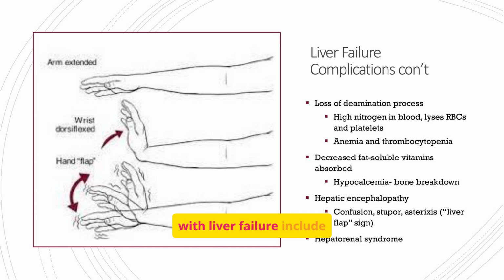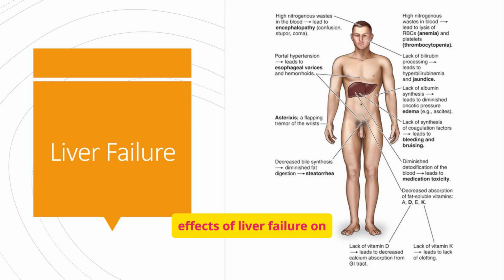Complications associated with liver failure include loss of deamination process, high nitrogen in blood, anemia and thrombocytopenia, decreased fat-soluble vitamins absorbed, hypocalcemia, hepatic encephalopathy, and hepatorenal syndrome. This diagram illustrates the effects of liver failure on the human body, including encephalopathy, esophageal varices, hemorrhoids, anemia, thrombocytopenia, hyperbilirubinemia, jaundice, edema, bleeding, bruising, steatorrhea, medication toxicity, decreased absorption of fat-soluble vitamins, decreased calcium absorption, and lack of clotting.